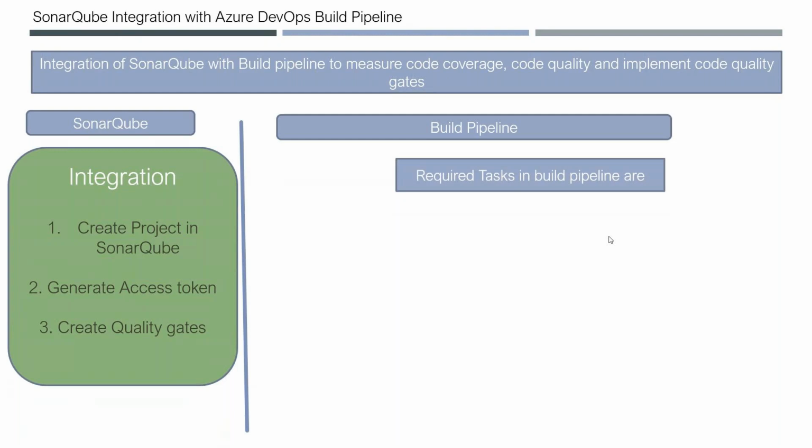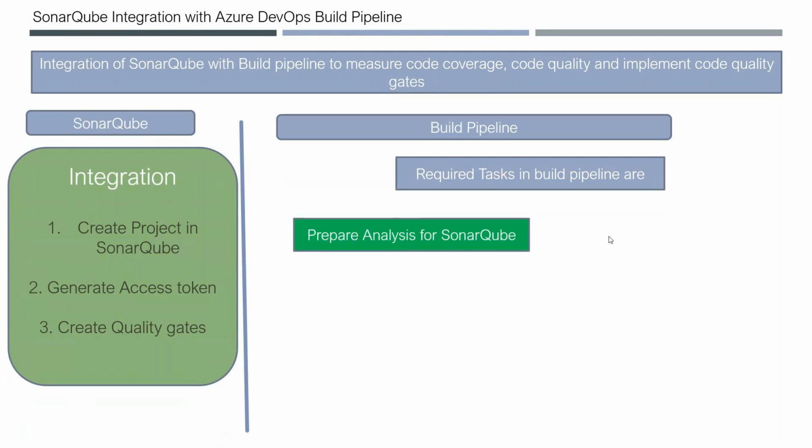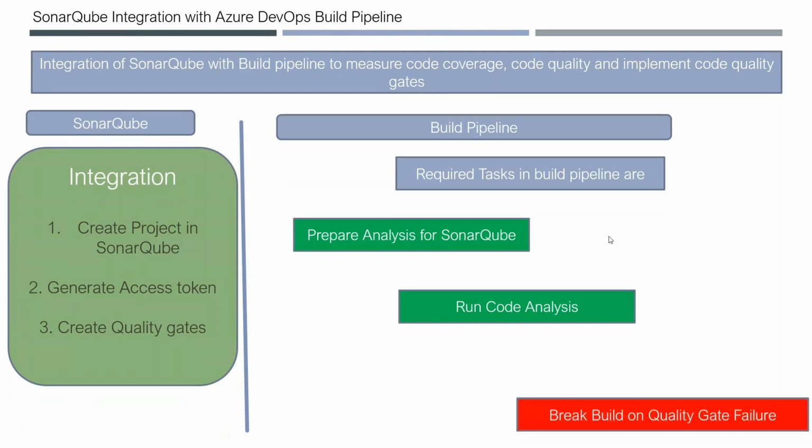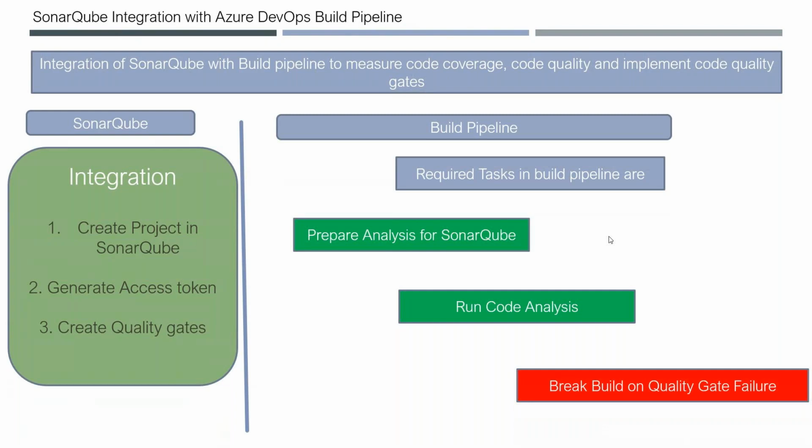In the build pipeline, in order to have SonarQube, we need to have tasks. These are the tasks that we need to have in our build pipeline. Task one is Prepare Analysis for SonarQube, and the second is Run Code Analysis. These two are just for doing the code coverage and code quality. And the last one is Break Build on Quality Gate Failure. This is the third task.